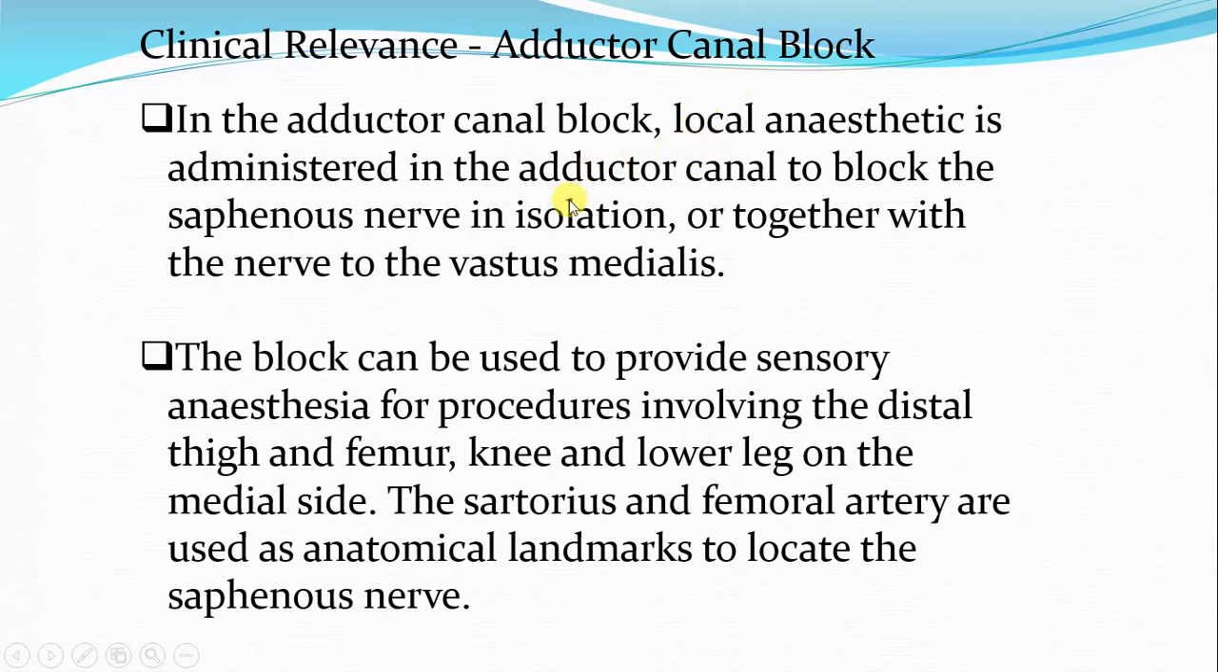It's a local anesthesia which is given in the adductor canal to block which nerve? The saphenous nerve, in isolation or together with the nerve to vastus medialis. It will provide what? Sensory anesthesia for procedures involving the distal thigh and femur, knee or lower leg on the medial side. So if you have to operate on this, you can block the saphenous nerve and nerve to vastus medialis by putting an adductor canal block.